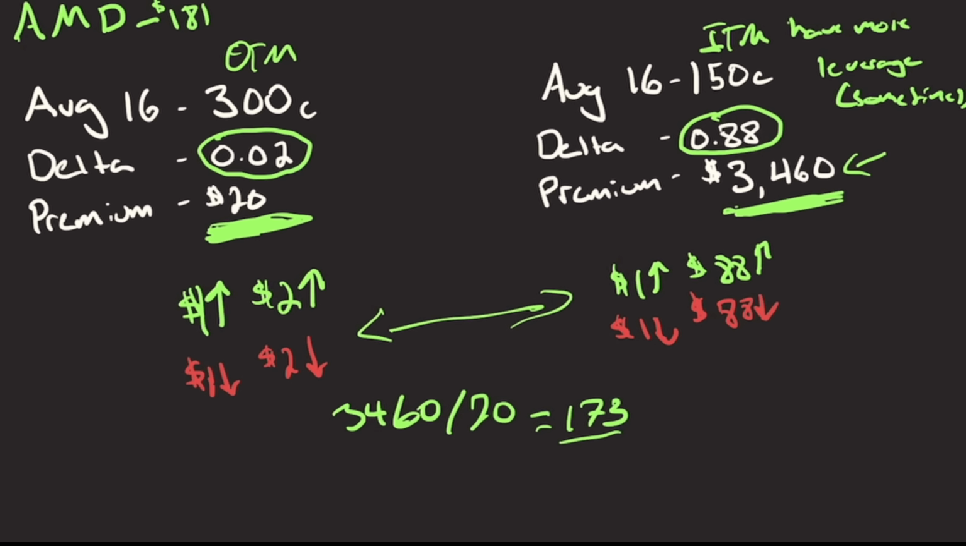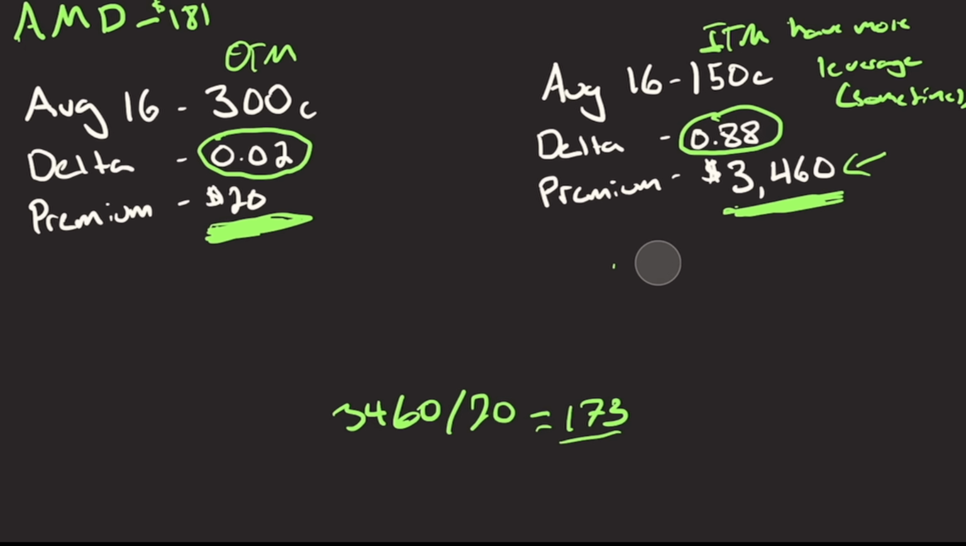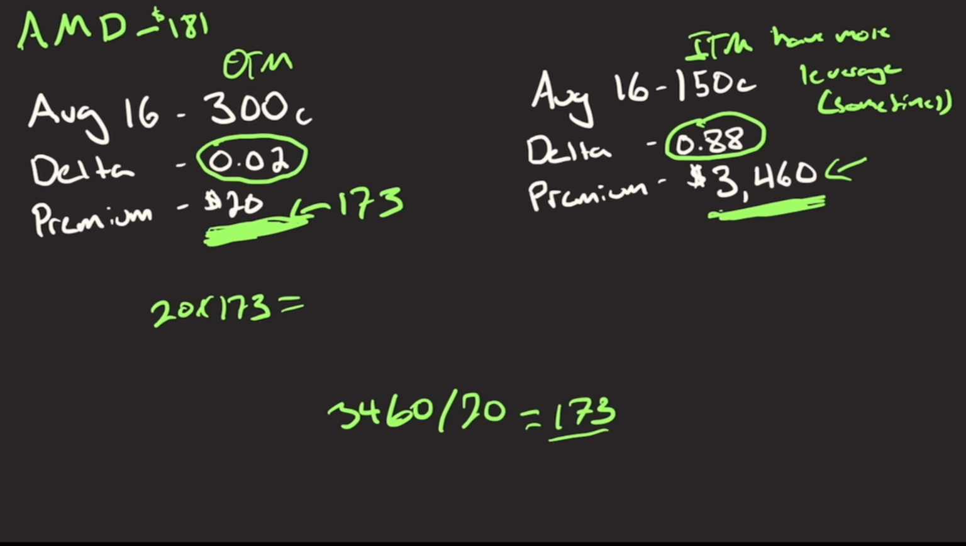So if I buy, let's erase some of this garbage, if I buy 173 of these call options that are out of the money, it's going to equal 20 times 173, which is $3,460.